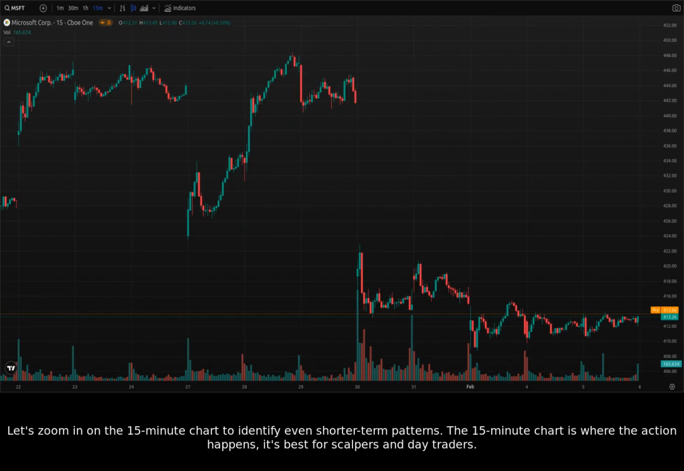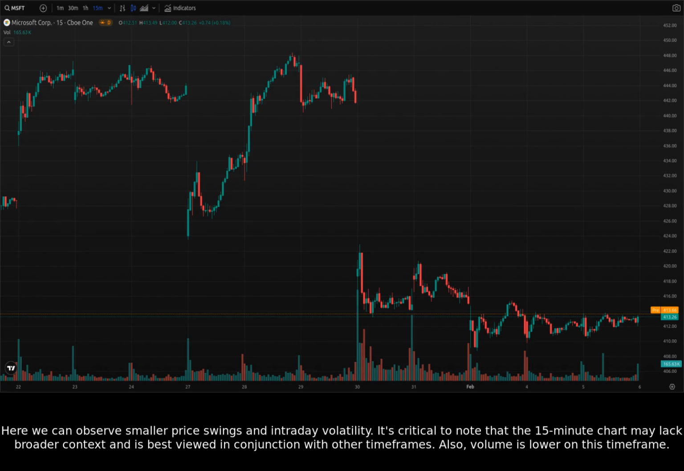Let's zoom in on the 15-minute chart to identify even shorter-term patterns. The 15-minute chart is where the action happens. It's best for scalpers and day traders. Here we can observe smaller price swings and intraday volatility. It's critical to note that the 15-minute chart may lack broader context and is best viewed in conjunction with other time frames. Also, volume is lower on this time frame.